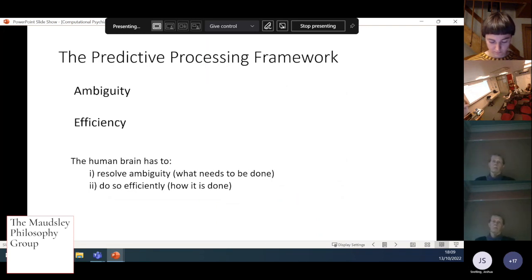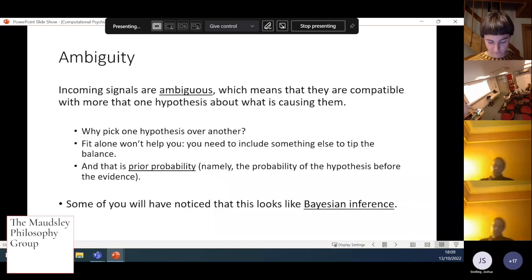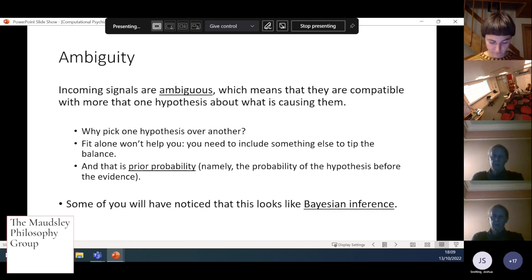So the way I like to explain it is by reflecting on two things: ambiguity and efficiency. So what the brain has to do is resolve ambiguity, and how it has to do it is as efficiently as possible. So the world is a noisy place, and incoming signals are ambiguous, and that means they're compatible with more than one hypothesis about what is causing them.